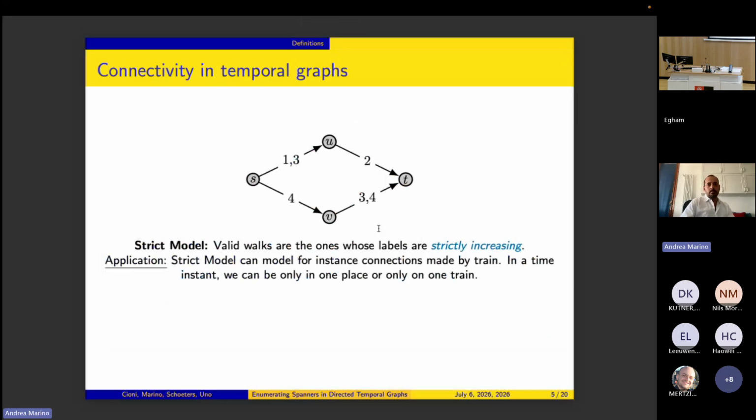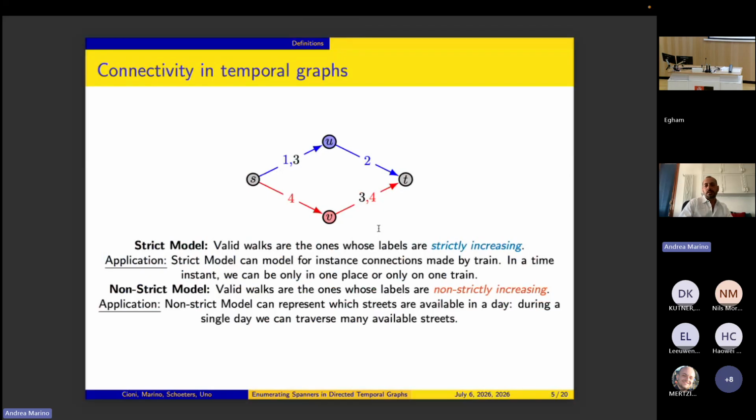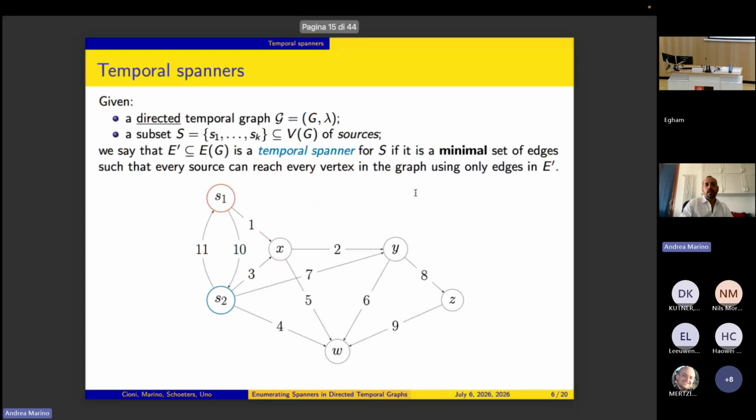Then I'm going to talk about paths, walks actually in particular, and I will mention strict and non-strict walks. A strict walk is a walk where the times of the traversed edges are strictly increasing, while a non-strict one allows strict walks to be valid, but also a walk that traverses a 4 and another 4. So it also includes walks that are not strictly increasing.